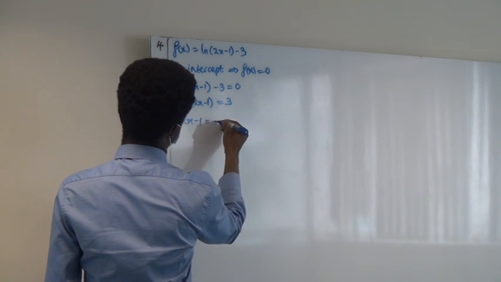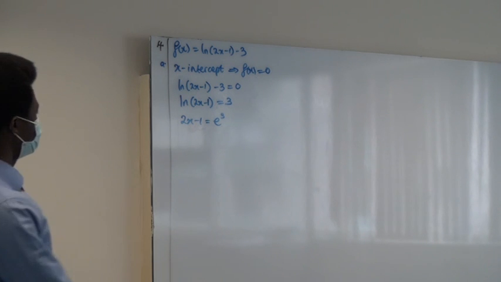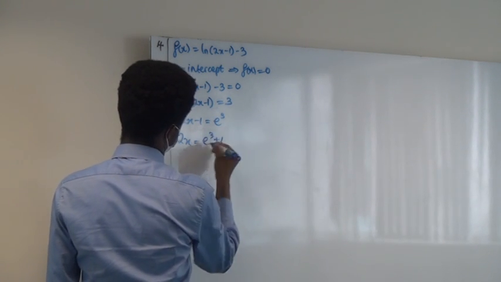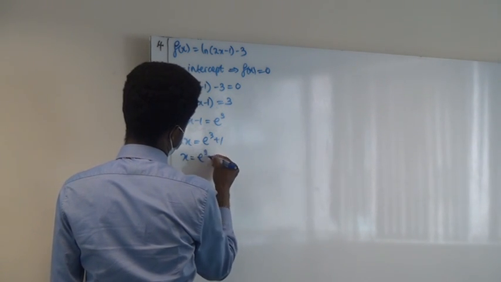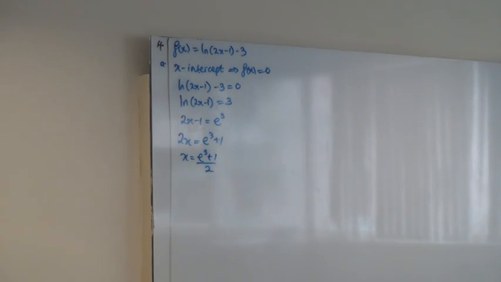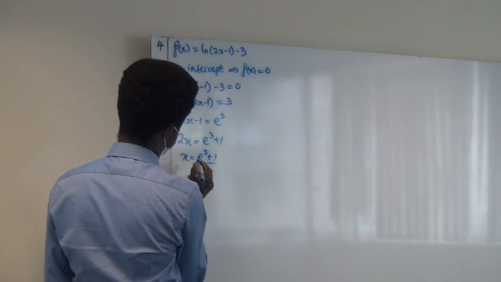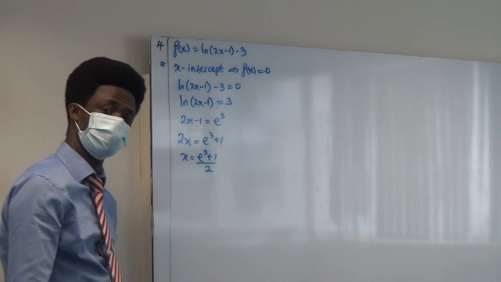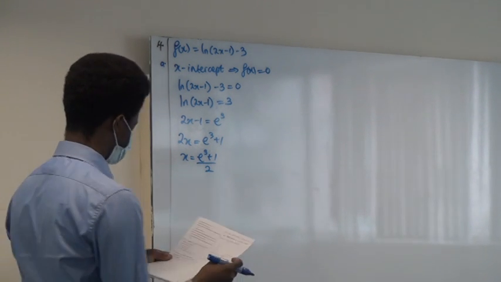2x minus 1 will be exponential 3. Yes? Which means 2x is exponential 3 plus 1. Then x is exponential 3 plus 1 over 2. Okay? So that's your x-intercept. So x-intercept is basically x is equal to this. Or you could say x is equal to this, y is equal to 0. It doesn't matter.